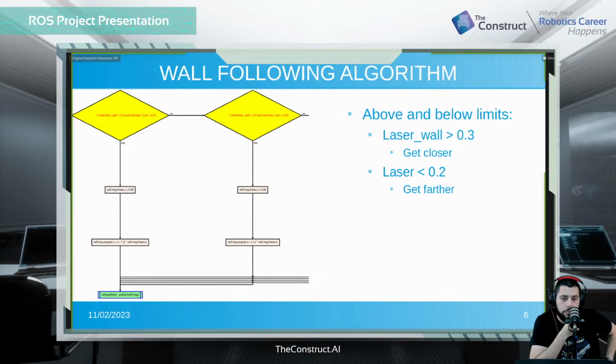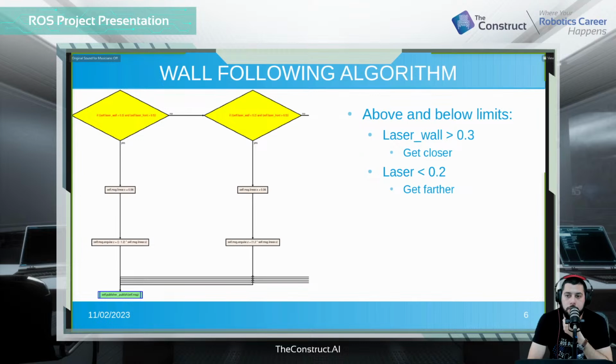So we have above and below limits related to the wall. The laser wall limit is 0.3 meters: when it's higher than 0.3, we have to get closer, and when it's farther than 0.2, we have to go further. The thing is that if we only take into account those two limits, the robot is going to do a bouncing. So I have also added a pattern for the robot between 0.2 and 0.3.